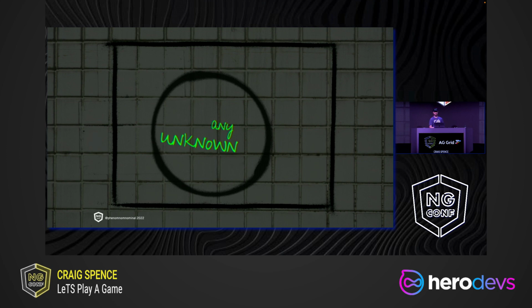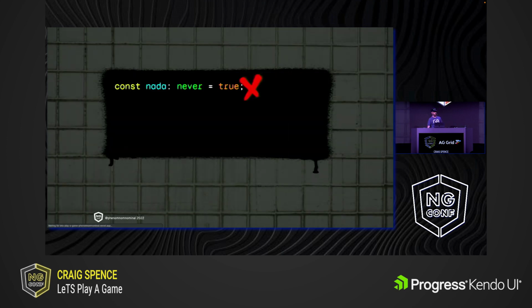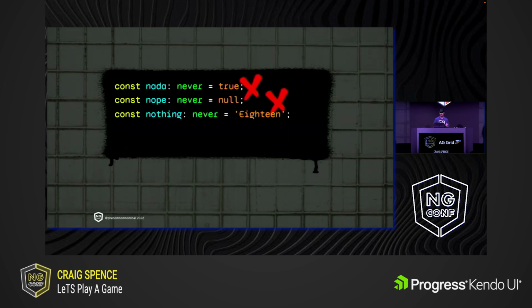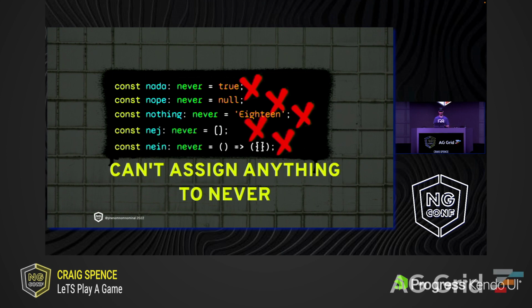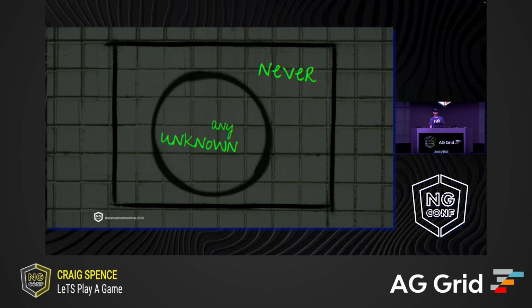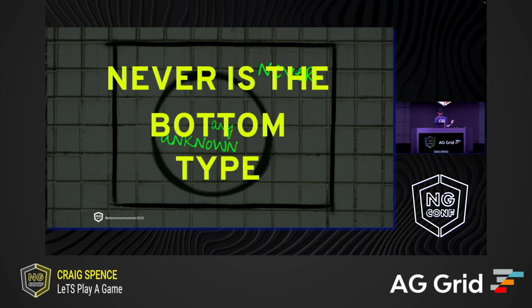But outside the circle, we have the type that has no valid values. In TypeScript, that's called never. No matter what the value is, it can never be assigned to a variable with the never type. The compiler will never allow it. So never is the complete opposite of the top types, any and unknown. And that's why it's the bottom type of the TypeScript type system.